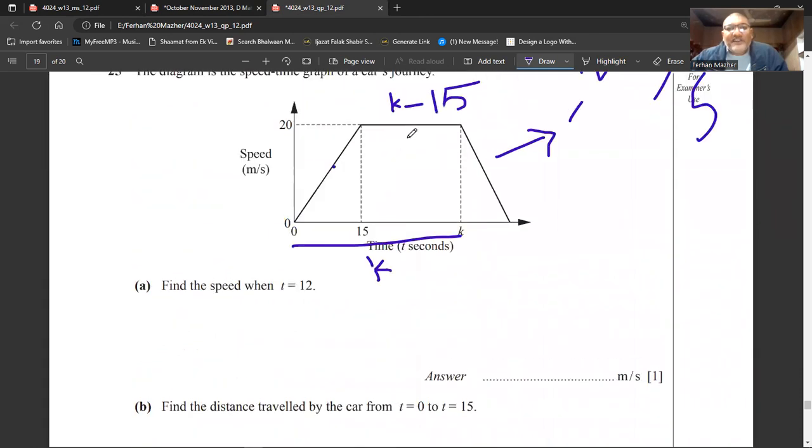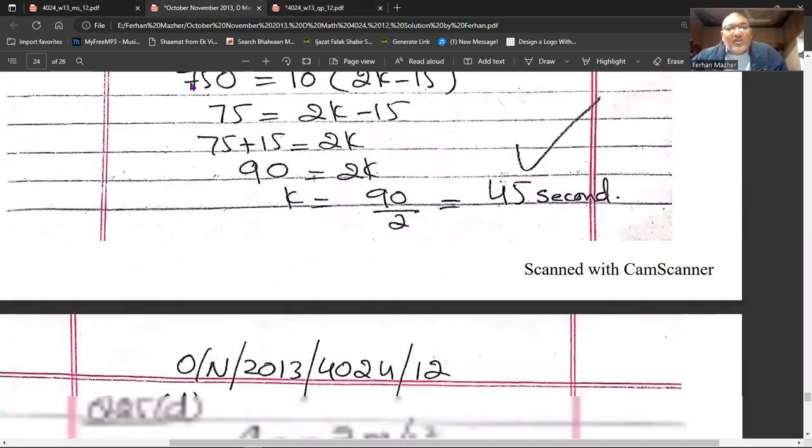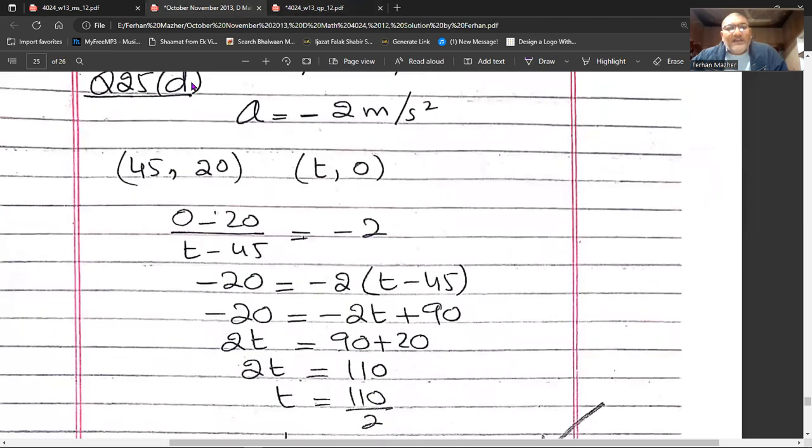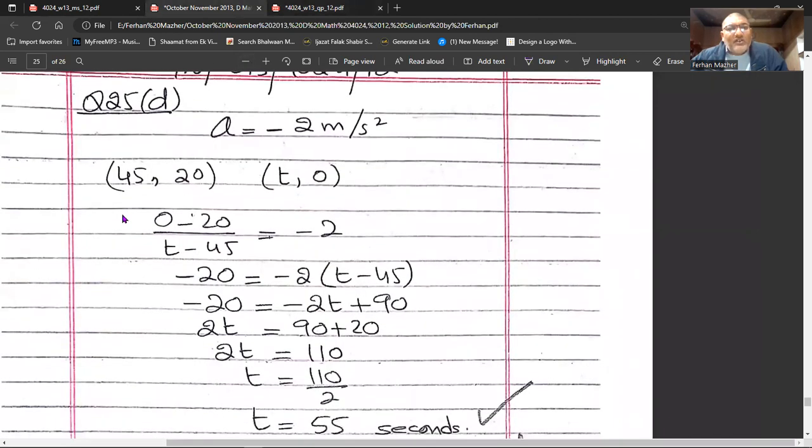So I will take 2 points here. One is K comma 20. I know the value of K now. The other point's time I don't know, and that will be T comma 0. The gradient I already know is minus 2 meters per second squared. So I will take 45 comma 20, since the K value was 45.